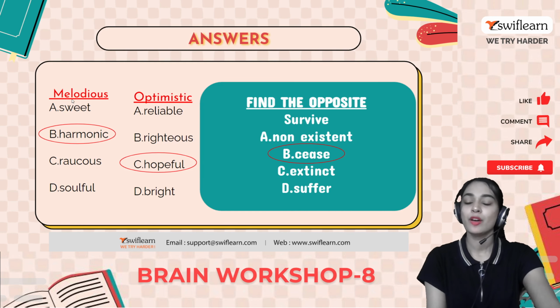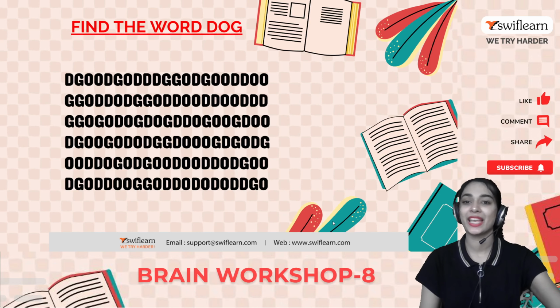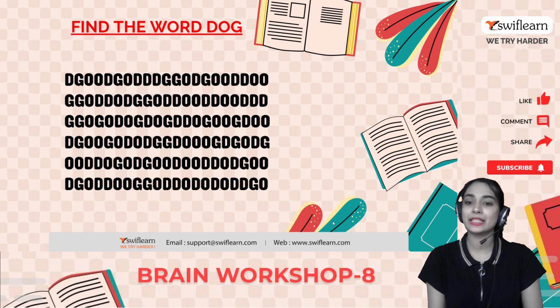Let's check over here. For melodious, the answer is harmonic. Optimistic, the answer is hopeful. And the opposite word of survive is cease. Good job there. If you could do this activity, keep practicing such activity at home, okay? With different words. And this is a spatial skill enhancing game.